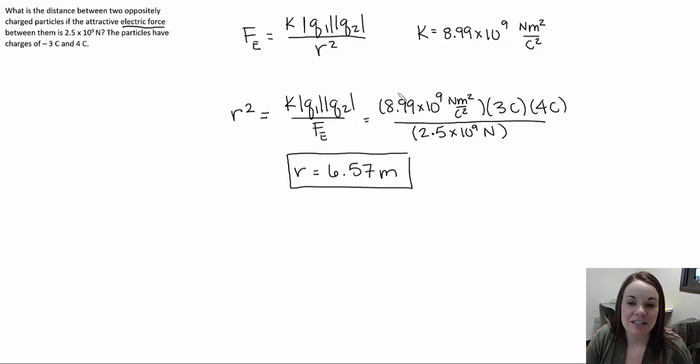So see if you can apply this equation to any other problem that asks about electric force or anything to do with electric force. Good luck!